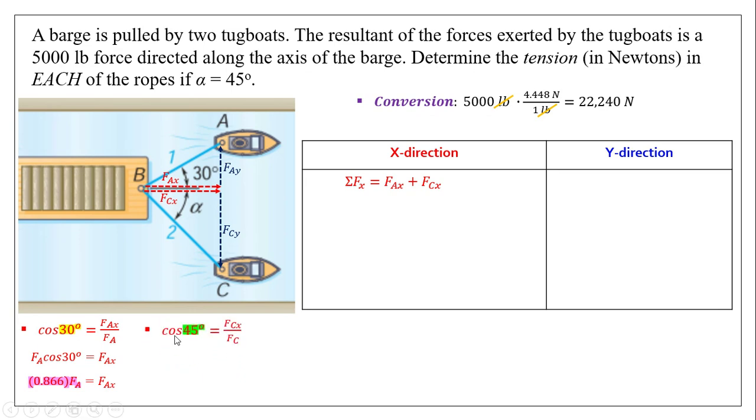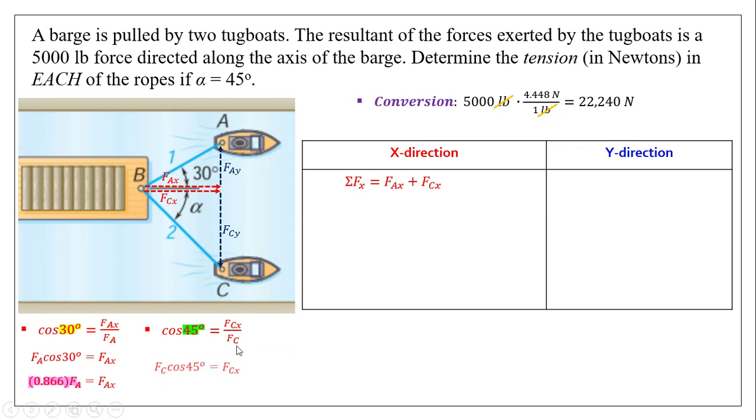So I'm going to set up here cosine of 45 degrees as adjacent, which is FCX, over the hypotenuse, which is FC. So FC, watch my cursor, is going to be from the barge all the way down to tugboat C. As you draw that vector, that is FC. Once again, I didn't label it for you, but hopefully by now you've seen the other videos and should be able to draw this stuff out.